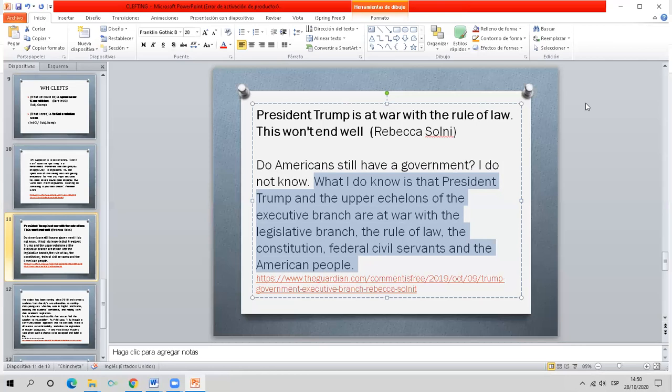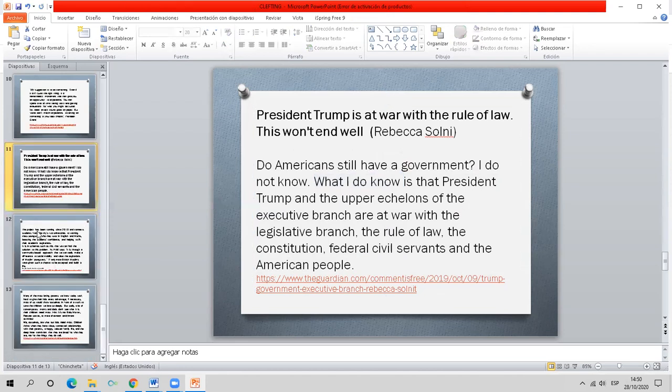So "what I do know" would be the subject, the noun clause subject. "What I do know is", all right, and the rest, okay, with the verb to be, and in the complement, we would have a noun clause. All right, and let's go for another example here.